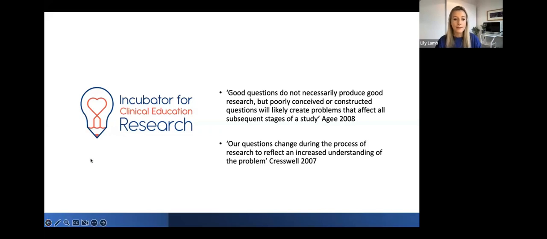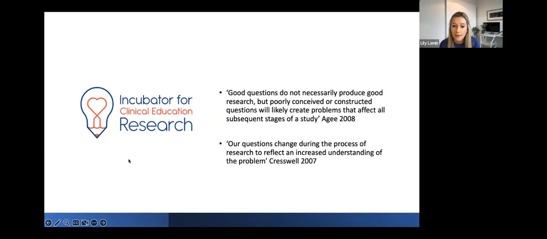Okay, so here are some quotes that we thought were particularly pertinent to this area of research. Really, this talk is focused on clinical education research rather than more conventional biomedical models of research. But these quotes we thought were quite good. Good questions do not necessarily produce good research, but poorly conceived or constructed questions will likely create problems that affect all subsequent stages of the study. So they are important. That's from McGee, 2008.